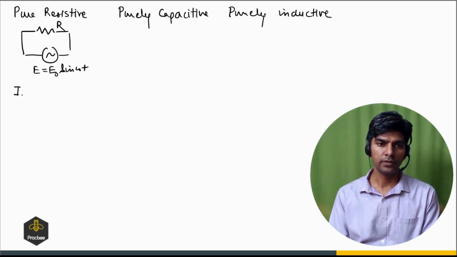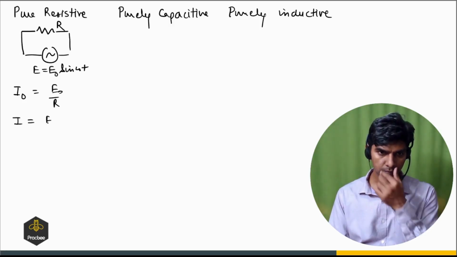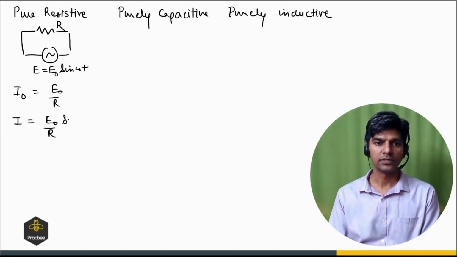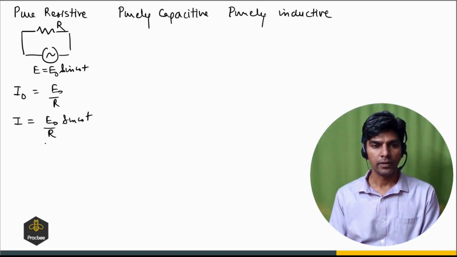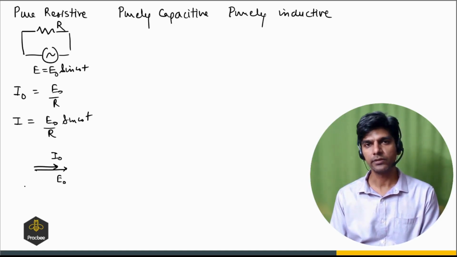So here the peak current will be E naught by R, and the instantaneous current will be E naught by R sine omega t. And if you draw the phasor diagram, the peak current and the source voltage both are in the same phase.